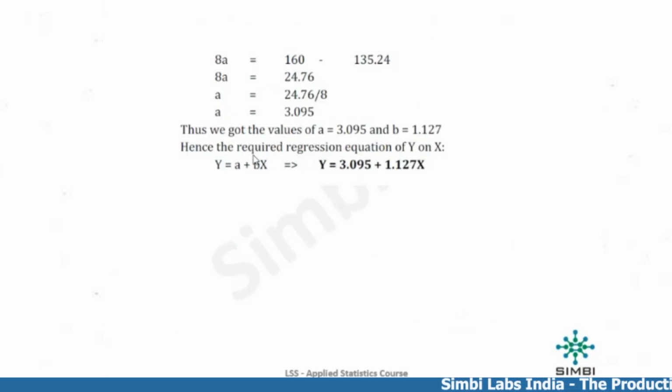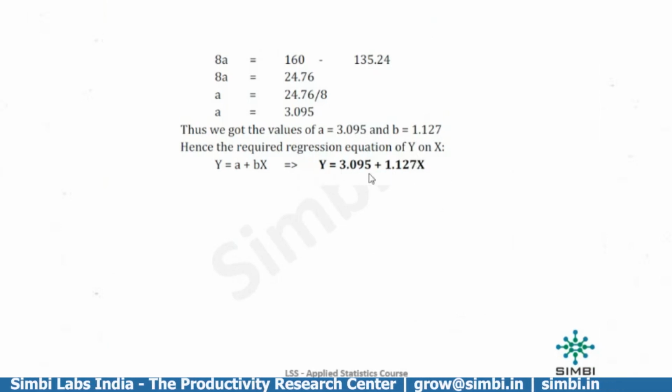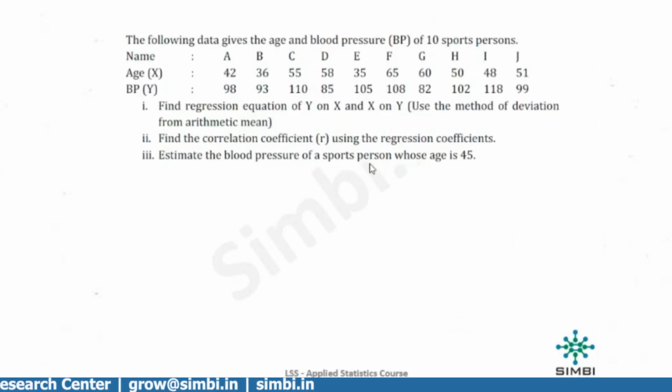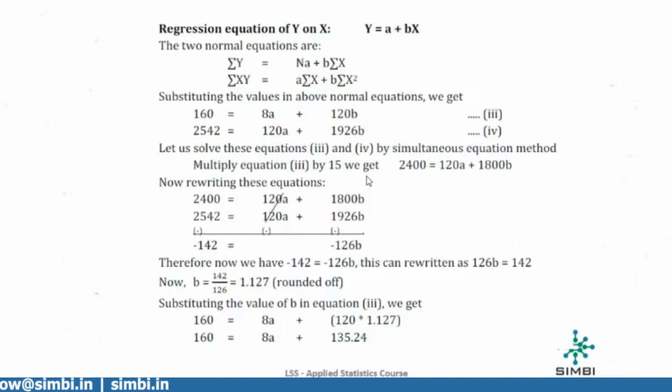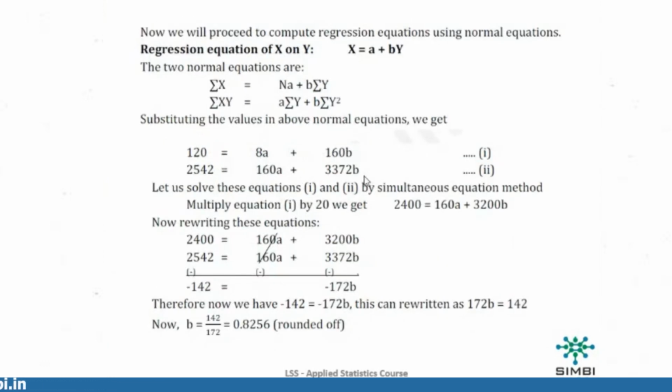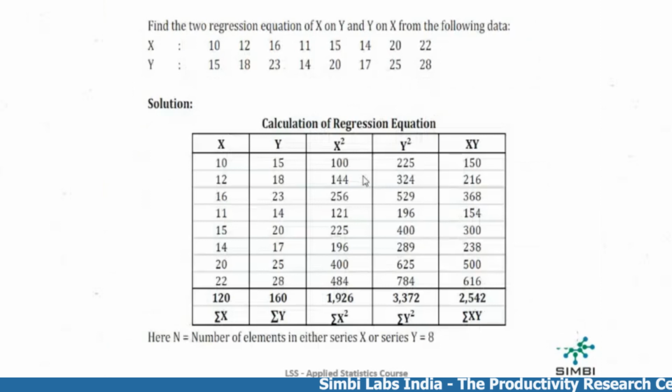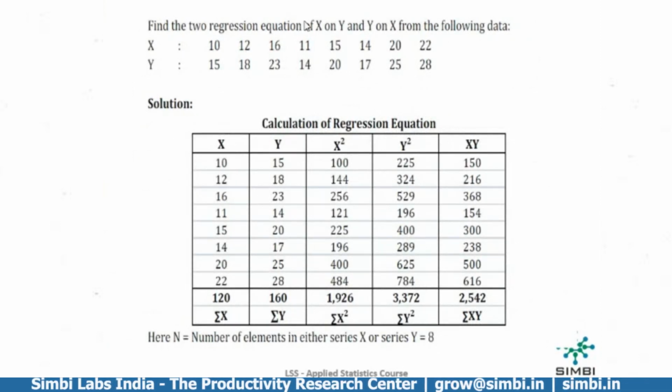Then we can get the regression equation of y on x like this: y equal to 3.095 plus 1.127x. In the same way, we need to repeat for x on y also. So like this, we need to calculate the x on y and y on x equations. So this is the calculation for the regression equation of x on y and y on x for the given data.